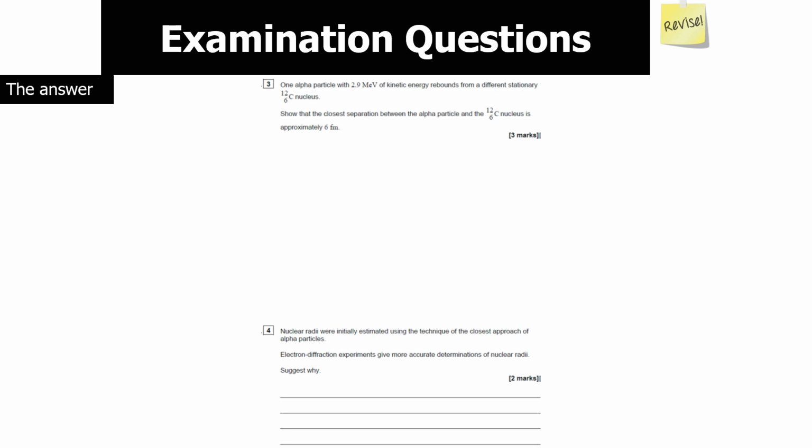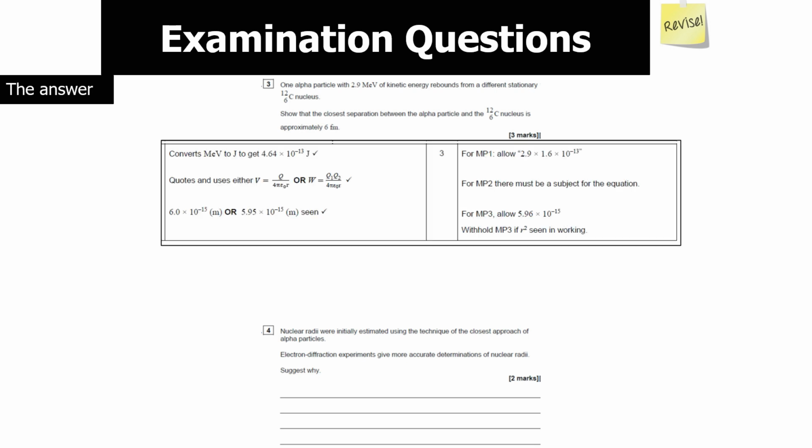So what you've got to do is, you've been given the kinetic energy to be 2.9 MeV. Because we want to work out values in meters later, we need to have this in SI units. The first thing we need to do is convert MeV to joules. We know that the conversion from eV to joules is 1.6 times 10 to the minus 19. So the conversion from MeV to joules is going to be 1.6 times 10 to the minus 13, because we've got 10 to the 6 from the M.